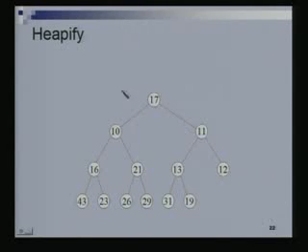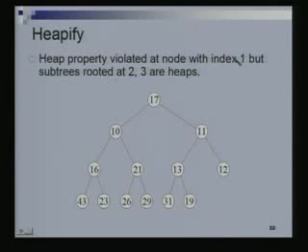But this entire thing is not a heap, because the heap property is getting violated at this node. This does not have priority smaller than the priority of its two children. And somehow we want to make this entire thing a heap. So we can invoke the heapify procedure. The heap property is violated at node with index 1, which is this node, but the subtrees rooted at 2, which is this, and 3, which is this, are heaps. So we would invoke heapify with 1, because we want to make this entire thing a heap.